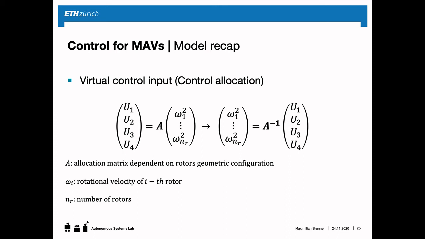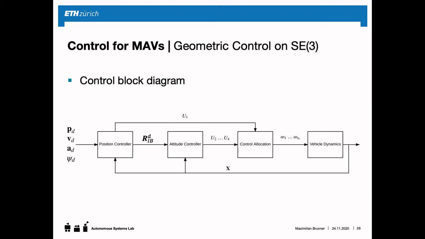So here again, an overview of the control block diagram as a recap. We start with a position controller, which gives us, based on a current position error, the desired reference attitude, RIV. This is then tracked by the attitude controller that gives us the reference torques, U2 to U4, and those are then together with the vertical thrust, U1, fed to the allocation, which then, by the inversion of the allocation matrix, gives us the rotor speeds omega 1 to omega n.